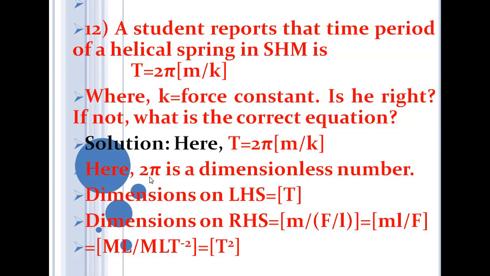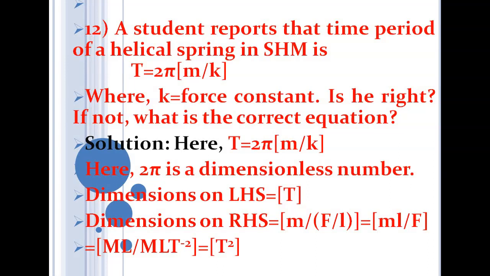2 pi is a dimensionless number, and the dimension on the LHS, T, is obviously time. For the dimension on the RHS, 2 pi is dimensionless, then m is the mass, and what is k? k is the force constant, force per unit length, simply F by l. M is the mass, dimension M, l is the length, dimension L, and force has the dimension MLT^-2. So M and L cancel, and T^2 is the dimension on the right side.